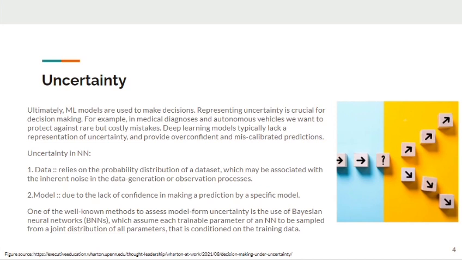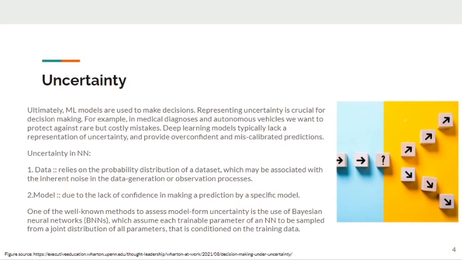The uncertainty in neural networks can generally be classified into two groups. One is data uncertainty, and two is model form uncertainty. The data uncertainty relies on the probability distribution of a dataset, which may be associated with the inherent noise in the data generation or observation processes. Therefore, this uncertainty is irreducible.